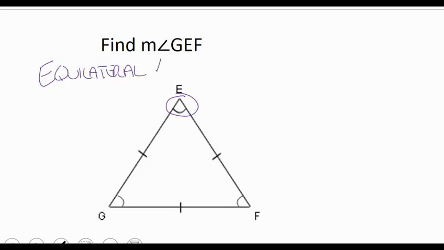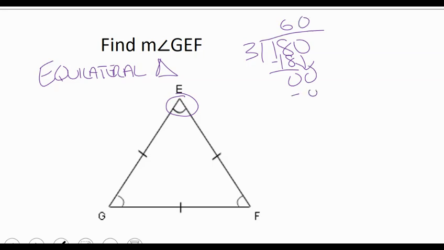And if I have an equilateral triangle, if all three sides are equal, all three angles have to be exactly the same too. So if I know all three angles are the same, and I know all three angles of a triangle add up to 180 degrees, what I can do is take 180 and divide it by the three angles that are equal. So 180 divided by 3 is 60. So I know that all three angles of this equilateral triangle are 60 degrees.